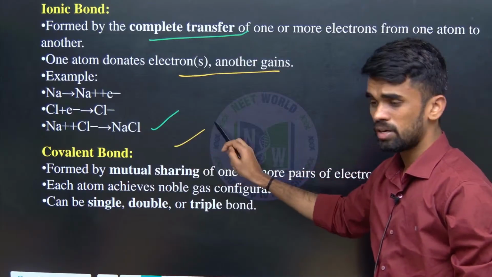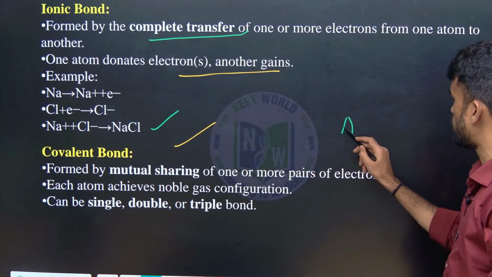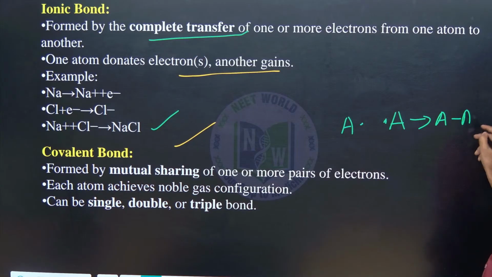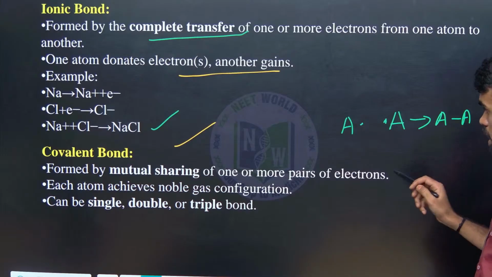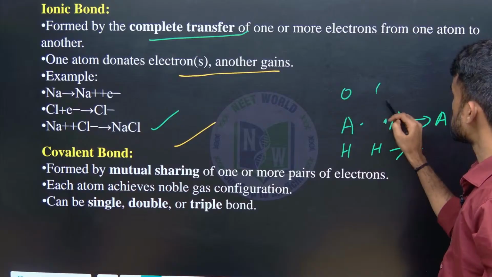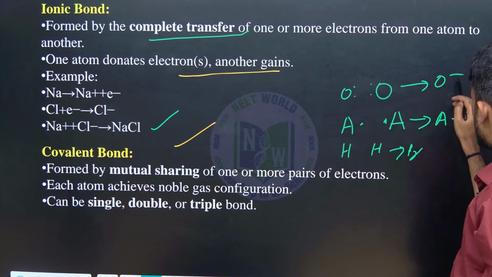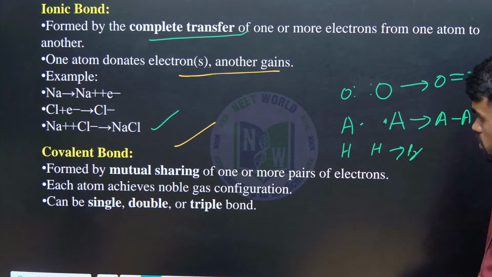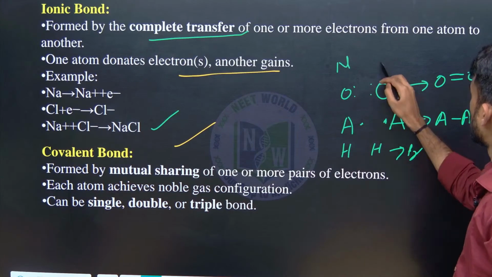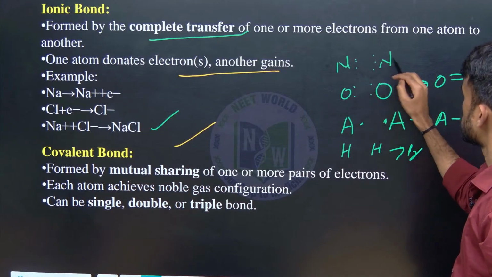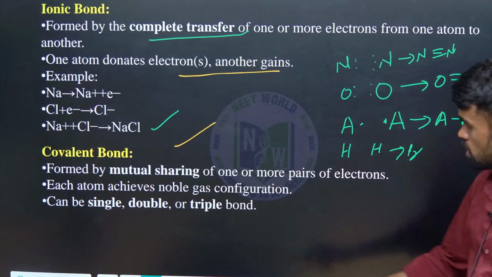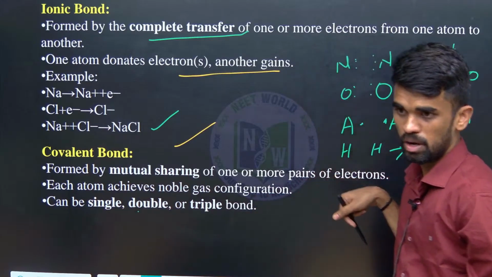Next, in covalent bonding, there is mutual sharing. For example, A requires 1 electron and both will share one electron and become an AA molecule. Like this we have hydrogen becoming H2, oxygen O2 molecule. Nitrogen, by mutually sharing 3 electrons, we are getting N2. So double, triple, single bond formation takes place.